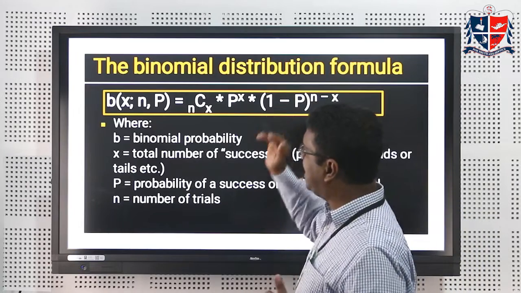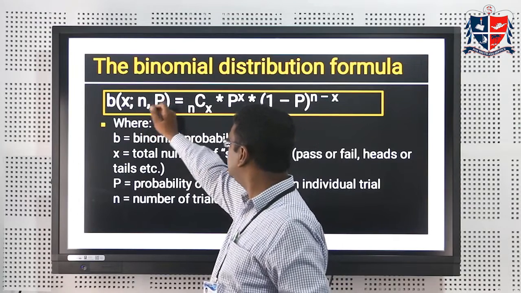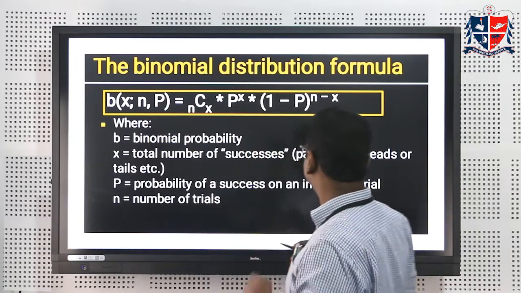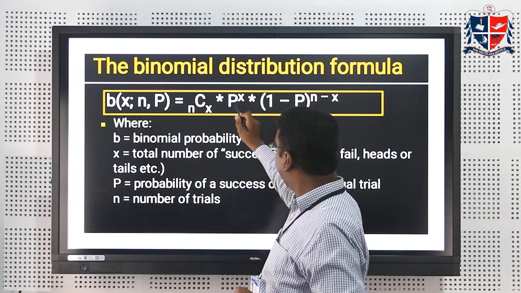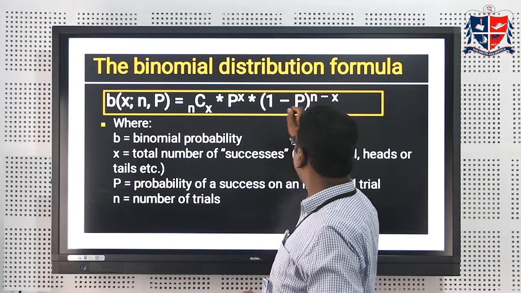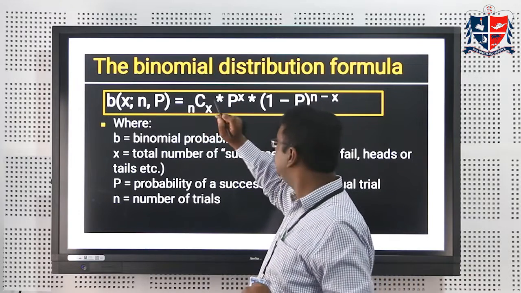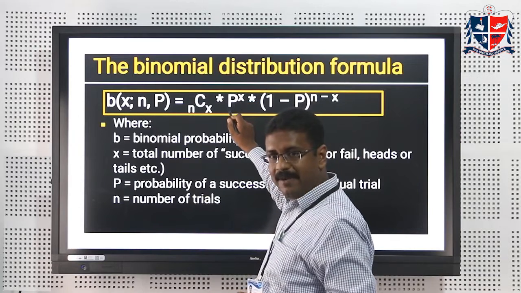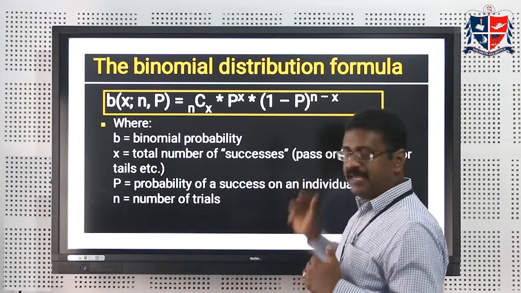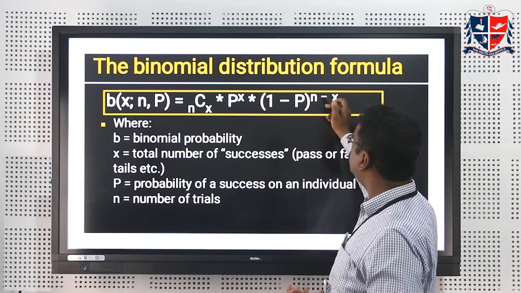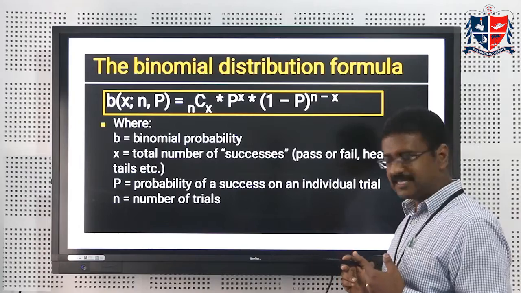It can be expressed mathematically as the probability of x, given the number of trials n and the probability of success p on an individual trial, equals nCx into p raised to x into 1 minus p raised to n minus x, where nCx is the combination, p raised to x is the probability of success raised to the total number of successes, and 1 minus p is the probability of failure raised to n minus x, which is the difference of the number of trials and the total number of successes.